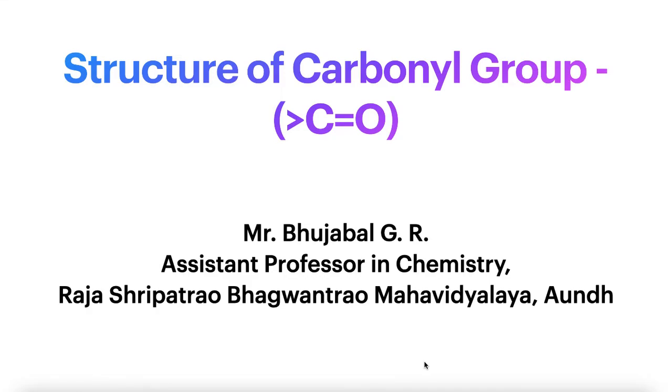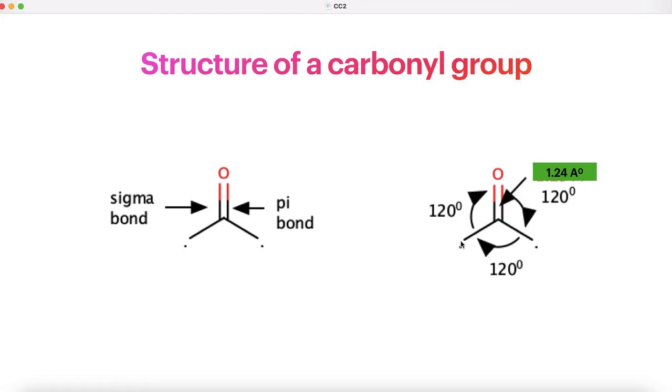Welcome to this video. In this video, you will study the structure of the carbonyl group. This is the structure of the carbonyl group. The carbonyl group, like the carbon-carbon double bond of an alkene, is composed of one sigma bond and one pi bond.